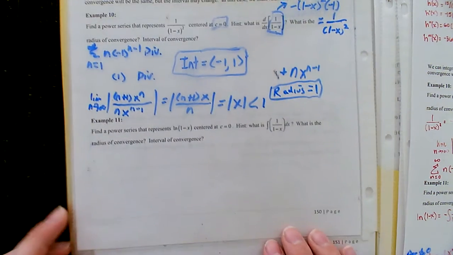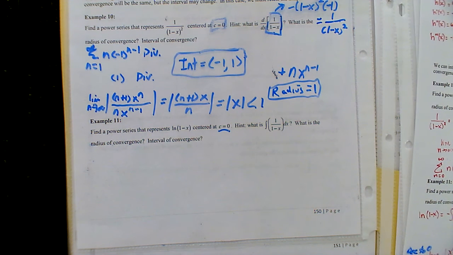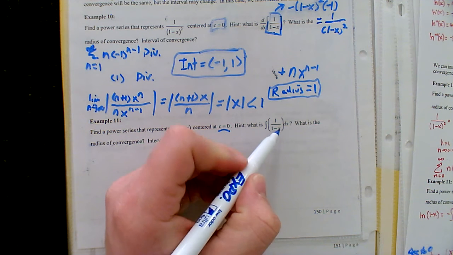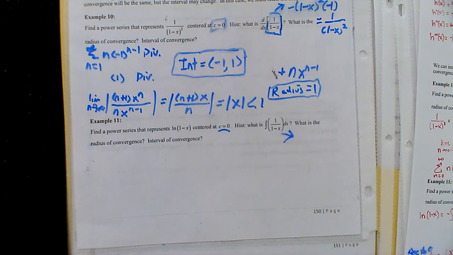Find a power series that represents ln of 1 minus x, centered at c equals 0. Hint, what is the integral of 1 over 1 minus x dx? Then what's the radius and what's the interval of convergence? So they want to know what is the integral of 1 over 1 minus x. So what would that integral be? What is the integral of 1 over 1 minus x?